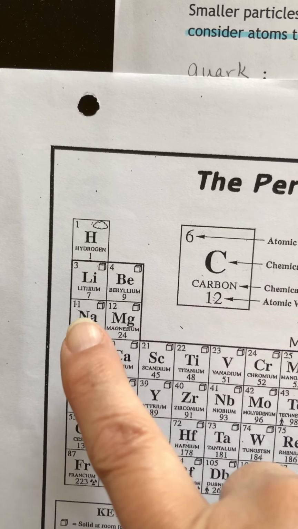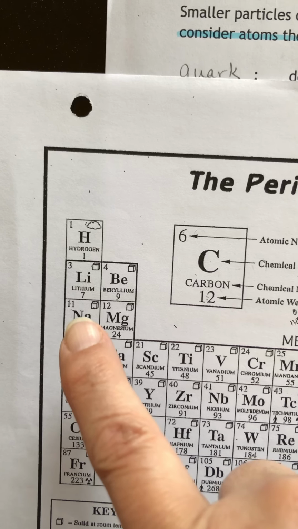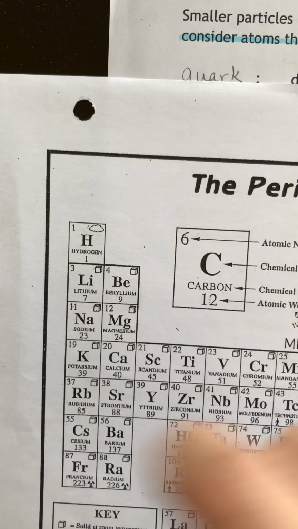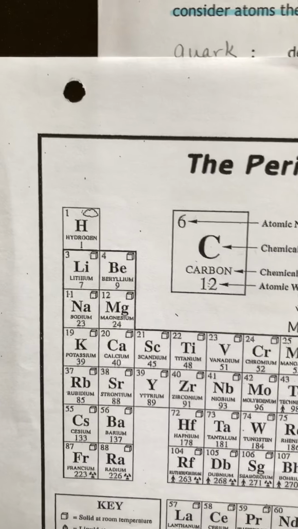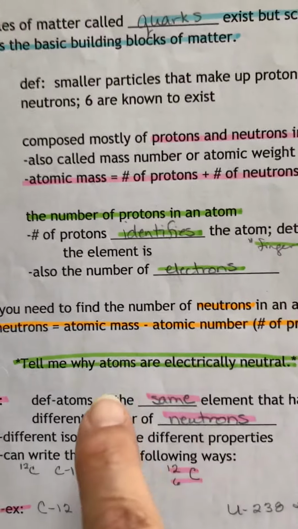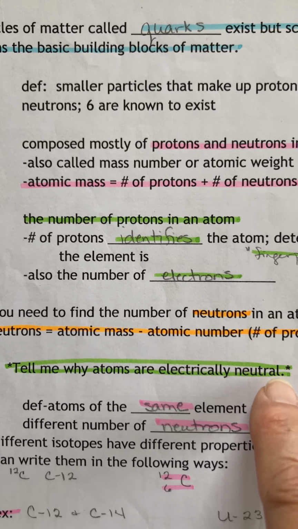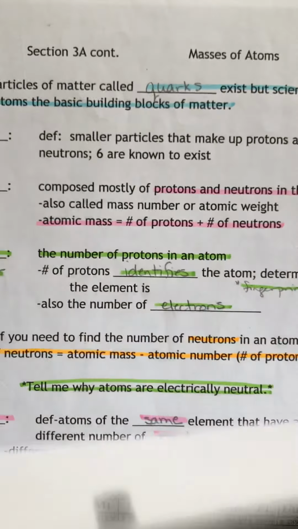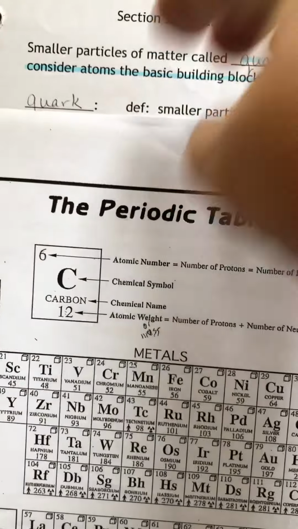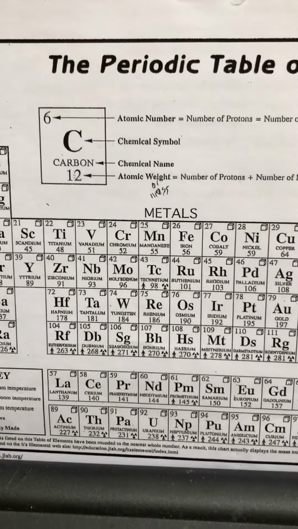Sodium has 11 protons for a plus 11 charge. It has 11 electrons for a negative 11 charge. Plus 11 minus 11 equals 0. We will go over that again, okay? But I just want to show you that. Tell me why the atoms are electrically neutral. It's because the number of protons equals the number of electrons. Protons are positively charged, electrons are negatively charged, so that's why they're neutral.